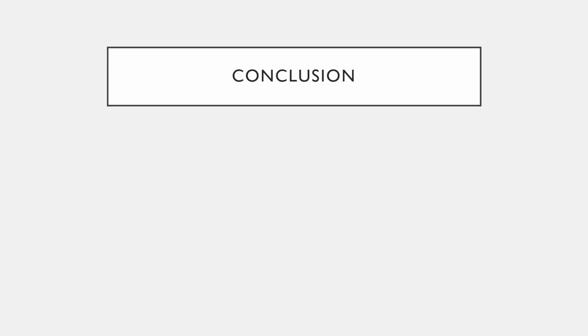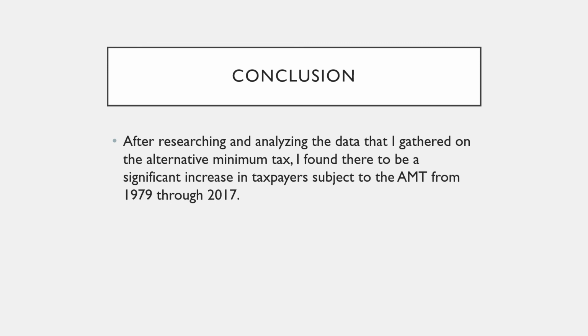So here is my conclusion. After researching and analyzing the data I gathered on the alternative minimum tax, I found there to be a significant increase in taxpayers subject to the alternative minimum tax from 1979 through 2017. The calculations of the projected inflation-adjusted exemption is significant because it shows where the AMT exemptions should be today.